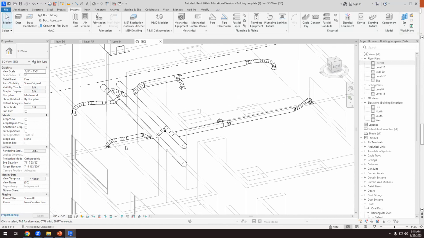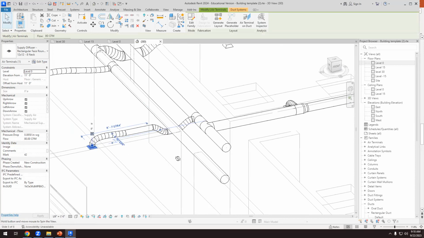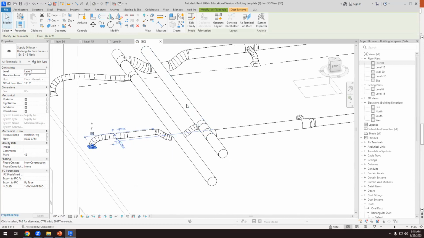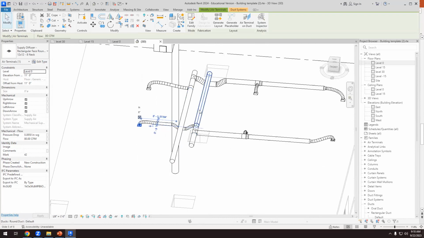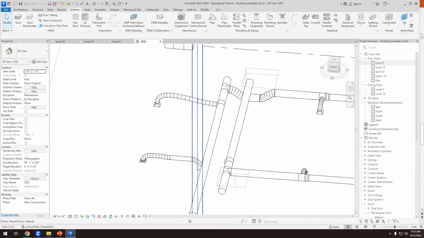Okay. Here I have connected the supply diffuser of the room, of the office space, to the supply duct that is in the hallway. I'm going to do it again, okay? So keep working and I'll do it again.